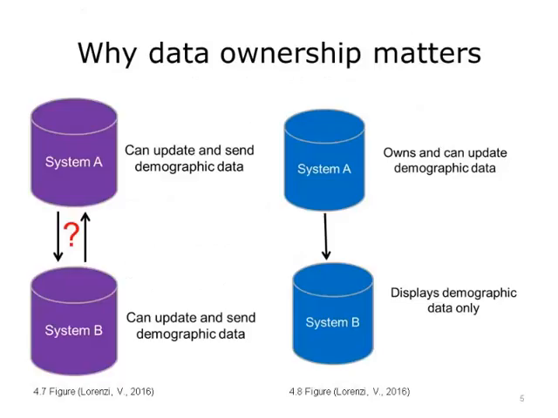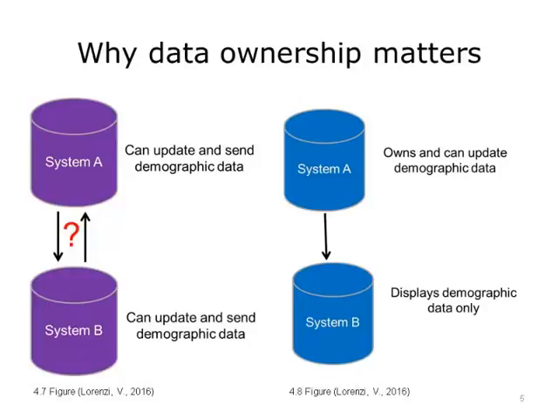So why is data ownership such a big deal? Imagine ownership of demographics is shared between System A and System B. Imagine both systems allow you to update demographics and both can send each other demographic updates. If the same data is updated on both systems and then sent to the other, there is a chance that one system could overwrite the other, and an update would be lost.